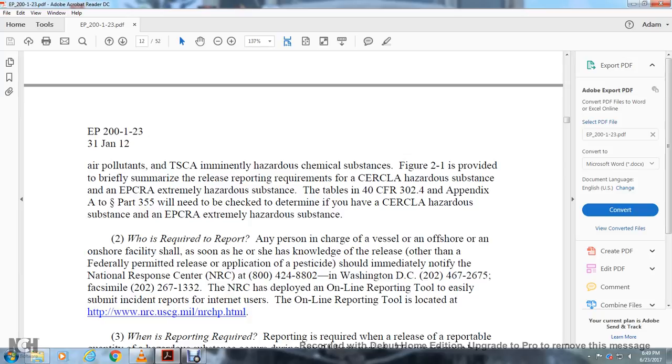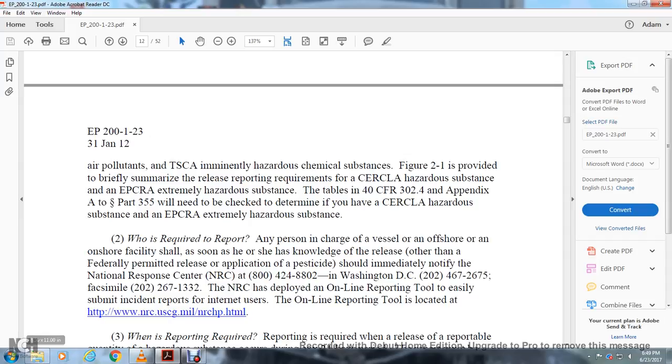202-467-26575, Fastmile, 202-267-1332. I guess the National Response Center is not the Nuclear Regulatory Commission, but the National Response Center that deployed an online reporting tool to easily submit an incident report for the internet user.